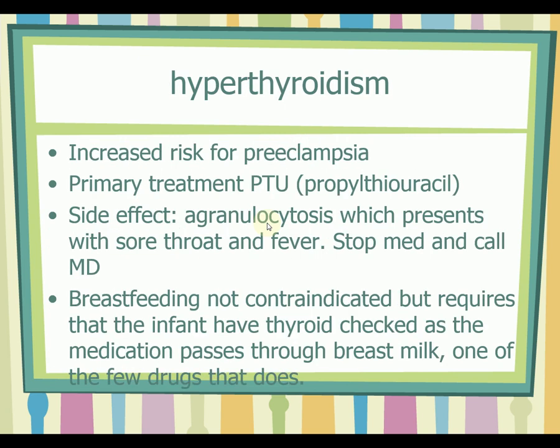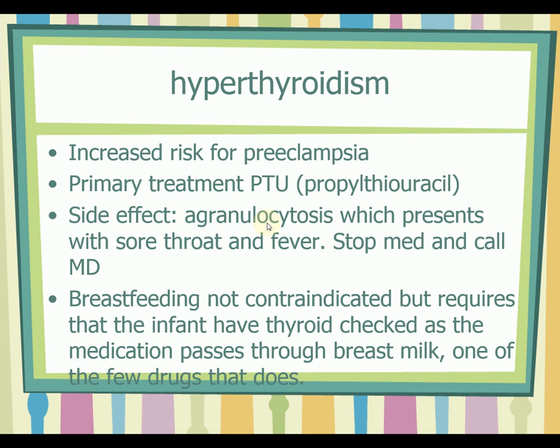Hyperthyroidism. People who have hyperthyroidism that get pregnant have an increased risk for preeclampsia because of the way that hyperthyroidism works. And Ms. Candler is going to go over this with you guys next week, so you'll know a little bit more about how it affects normal people that aren't pregnant. But we're going to cover it just in how it affects the pregnant woman.